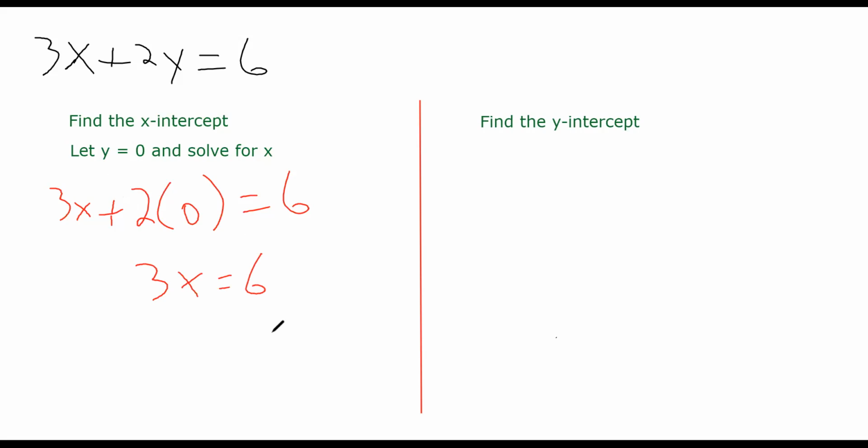And you're going to end up with 3x equals 6. Now, how would I think to solve that for x? What would I do here? Yeah, divide both sides by 3, exactly. Now y is out of the picture, and you're just going to get x equals 6 divided by 3 is 2.